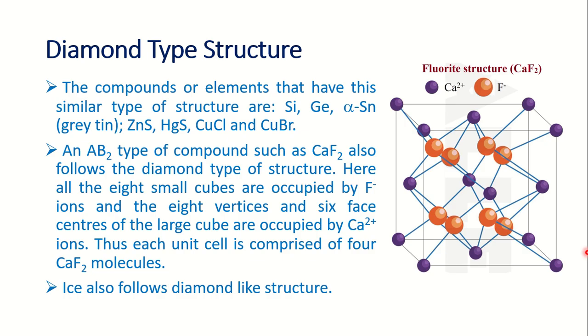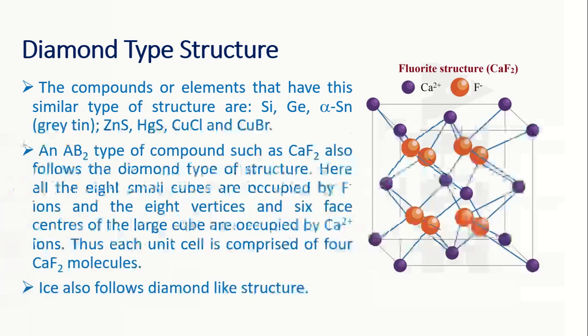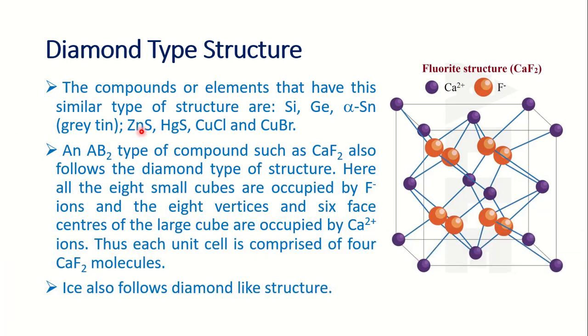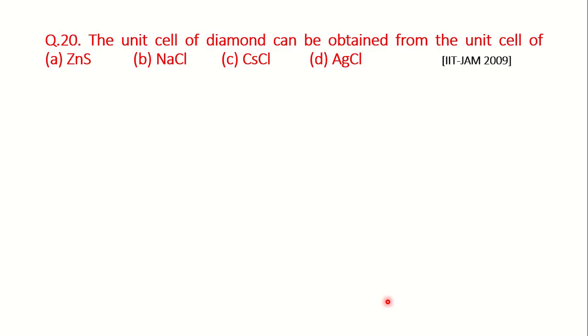Here one thing is important: zinc sulfide. This is the zinc blende structure. Okay, so the zinc blende structure is exactly similar to that of diamond. The diamond structure has actually been obtained from this structure. Okay, you have one question here. Look, the unit cell of diamond can be obtained from the unit cell of which one? Just as we have discussed, it is zinc blende.